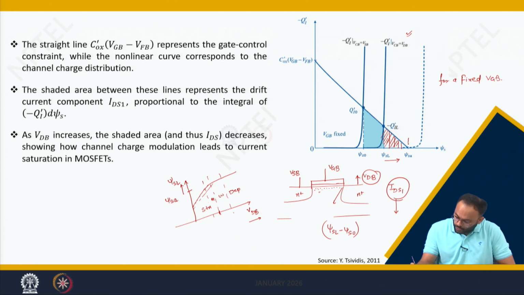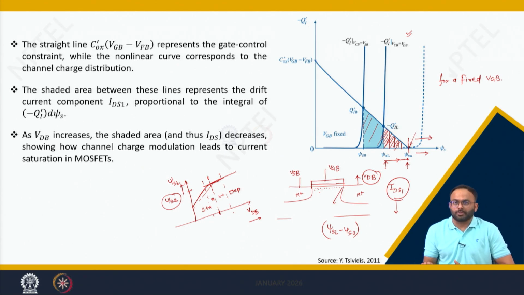Now what will happen if you increase VDB beyond a certain point? Beyond a certain point, the increase in VDB increases the surface potential and it is fixed to a value of psi SA. So psi SL now becomes psi SA. If that becomes psi SA, ultimately the area of this trapezoid becomes a triangle. Now a further increase of VDB will not affect psi SL, because psi SL is fixed to the value of psi SA. Even if you increase VDB, there is no change in the surface potential.